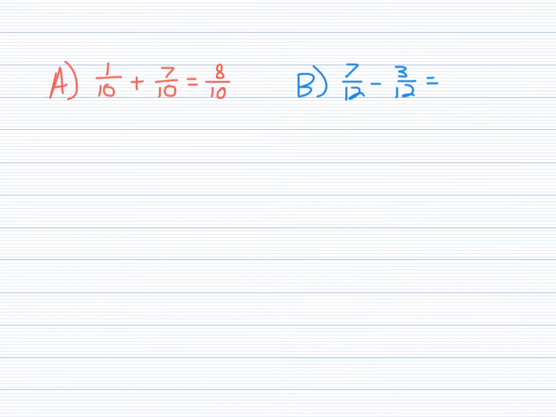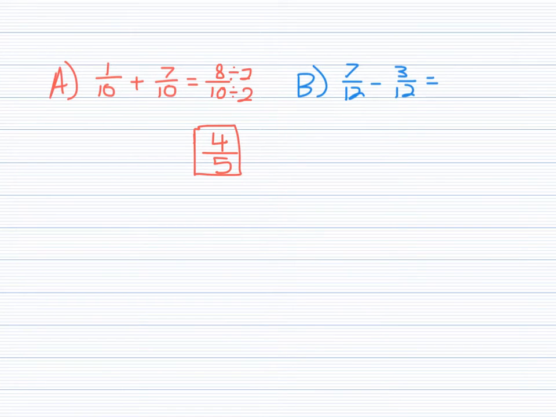Now, we have a problem here because our fraction can be simplified. I notice these are both even numbers. So I can divide 8 by 2, and I can divide 10 by 2. 8 divided by 2 is 4. And 10 divided by 2 is 5. So there's my answer. 1/10 plus 7/10 equals 4/5.